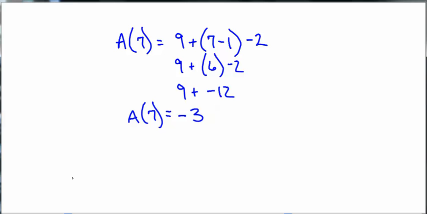If your common difference is positive, is your sequence going up or down? Are the numbers getting bigger or smaller? They're going to get bigger, right? And if your common difference is negative, the numbers in your sequence are going to get smaller, aren't they?